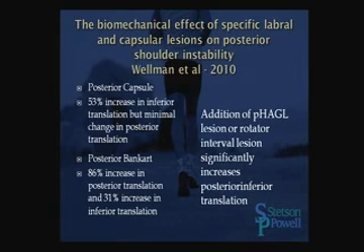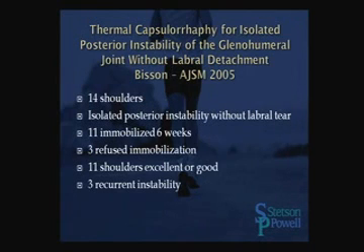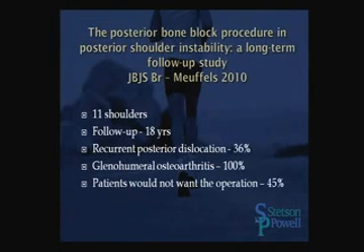Some work was done on the biomechanical effect of specific labral and capsule lesions. If the posterior capsule was injured, 53% increase in inferior translation, but minimal change in posterior translation. If you had a posterior Bankart, there was an 86% increase in posterior translation. So the addition of a posterior HAGL lesion or rotator interval lesion significantly increases posterior inferior translation. Just for sake of completeness, though I don't think many of us do this anymore, thermal capsulorrhaphy, a small group studied in 2005, excellent or good. 3 of the patients refused immobilization, and they were 2/3 of the failures.